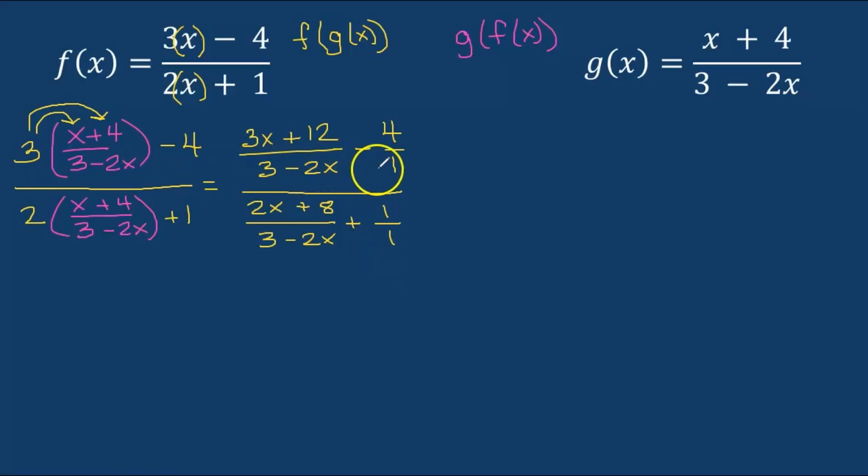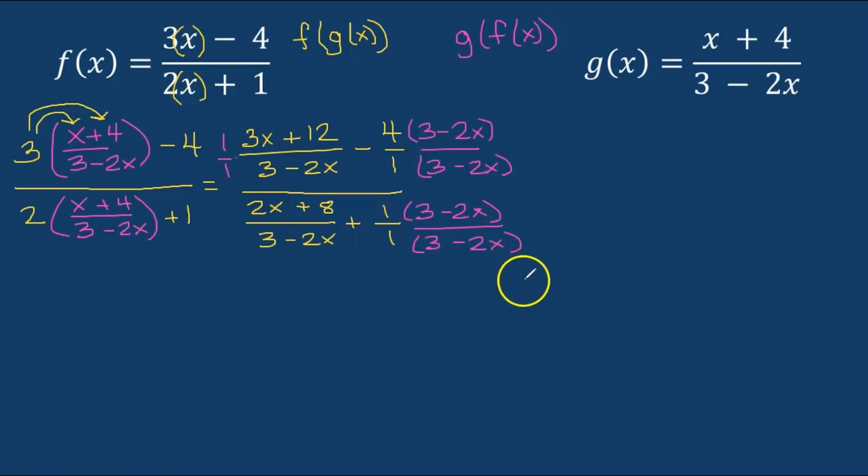To find a common denominator in my numerator, I need to multiply both the top and bottom by this denominator. I don't need to worry about this denominator because I'm really technically multiplying this side times 1 over 1 and this side times 3 minus 2x over 3 minus 2x. On the bottom, I'm doing exactly the same thing, since they have exactly the same denominator. Now we have quite a long string of things with a common denominator in the numerator.